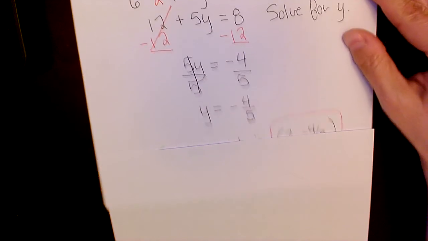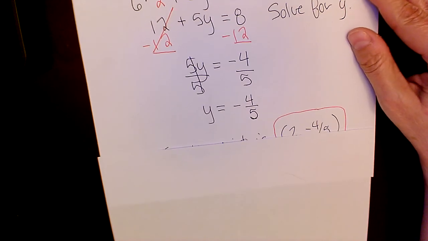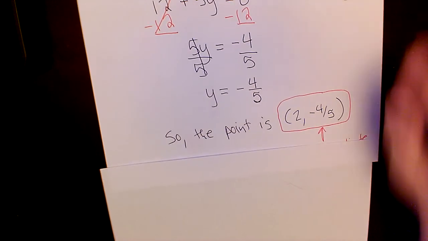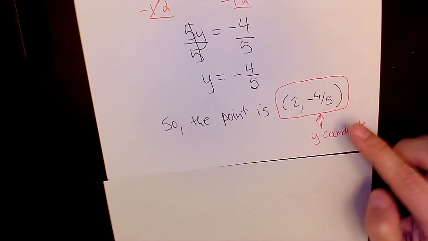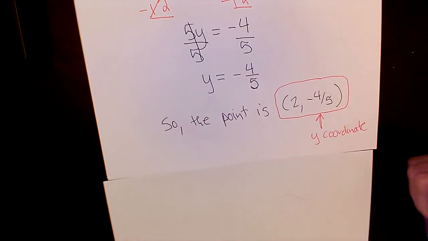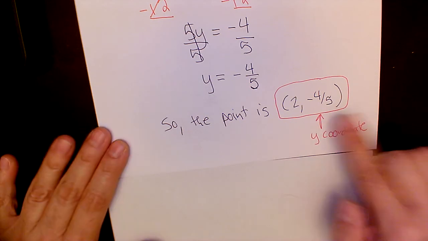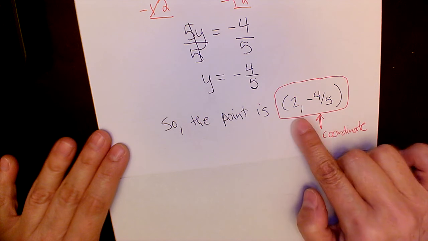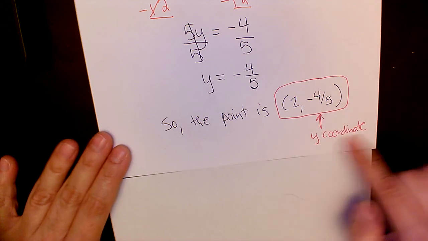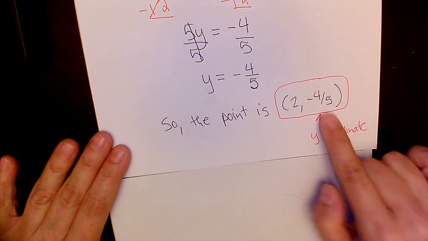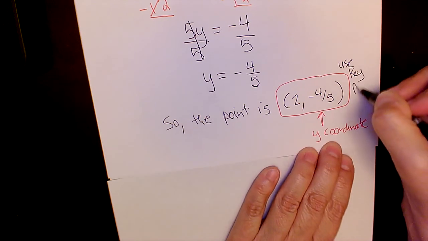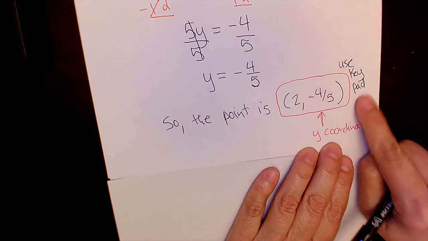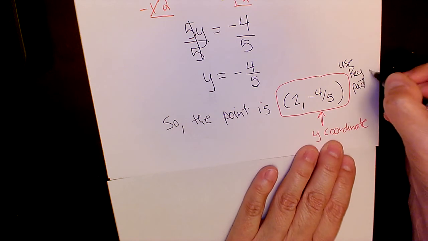So if x is 2, and that's the x part of the point, the y part of the point, or the y coordinate, is -4 fifths. So here's my answer. Here's the full point, the 2 and the -4 fifths. And on Hawks, they want the y coordinate, so you would use the keypad. Remember, the keypad is what you use on Hawks to punch in that fraction. That'll help you a lot.